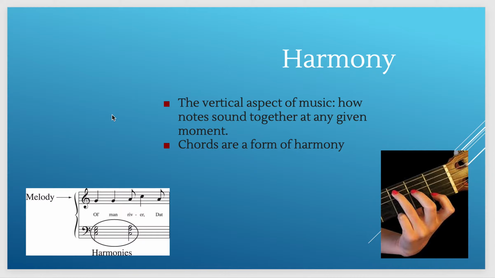Unlike melody, which is perceived through time, and rhythm, which is also perceived through time, those are both horizontal elements. Harmony is the vertical. So chords are a form of harmony, and if you've seen any guitarist perform, or pianist, if you played hymns, you know that the vertical aspect are the chords that go with it.